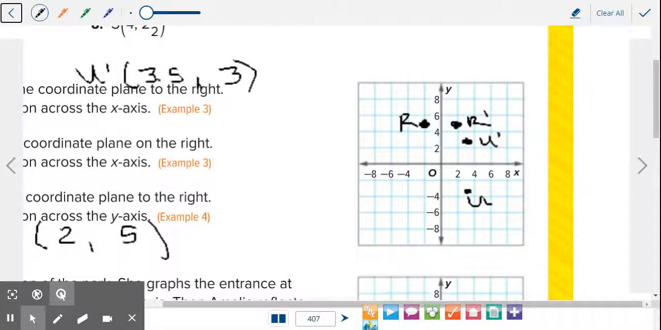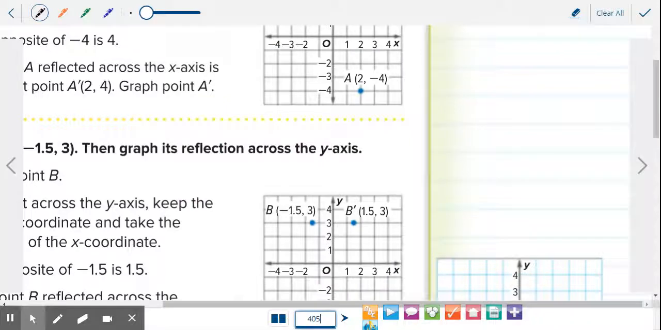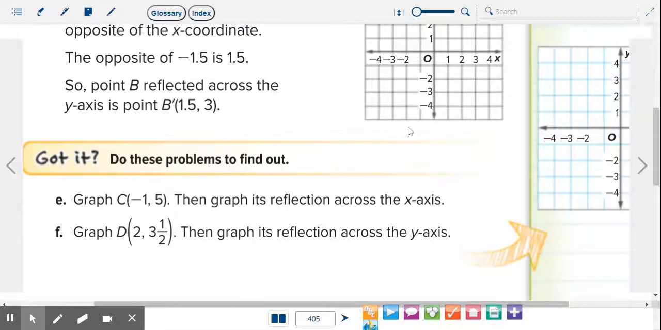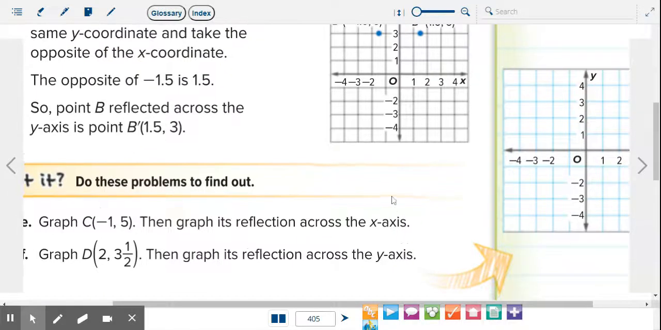All right, so let's go back to 405. And I want you guys to do E and F down at the bottom. Okay, so they give you a graph right off to the side, so use that. And you're following E and F's direction. So go ahead and get to work. Give you a couple minutes. Take your time. If you have questions.